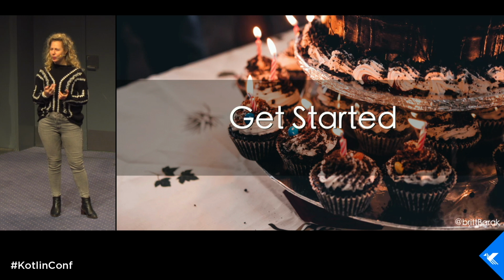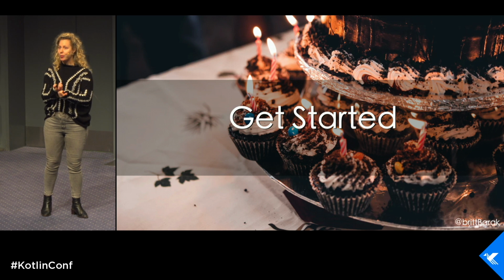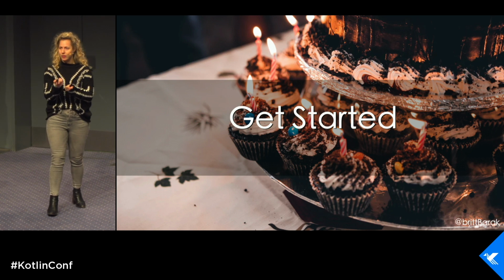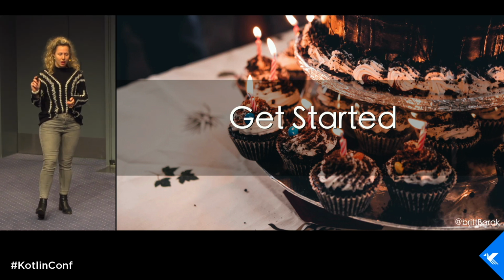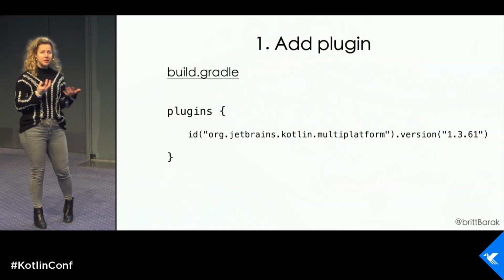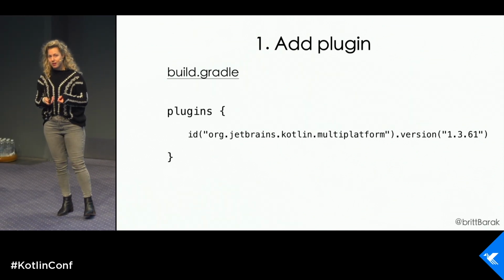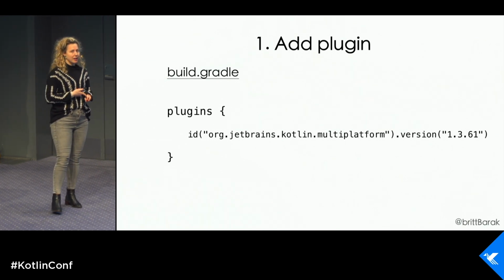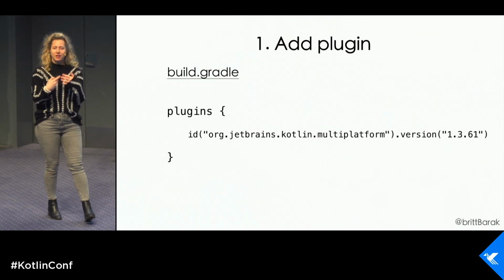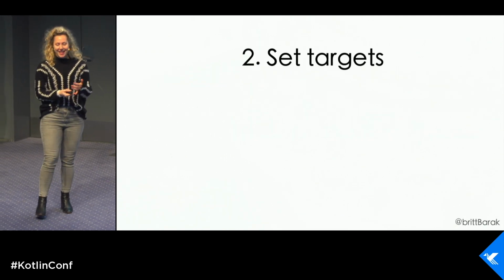And I do believe, and I know, that it would get better and better very soon, because we see how much effort JetBrains and the ecosystem as well put into the multi-platform technology. So how does it work? How do we get started? The first thing that you need to do when you open your IntelliJ and start a new project is to add a plugin for the multi-platform. So you add the plugin, you say, hey project, you're now a multi-platform project, congratulations. That's the first thing that you need to do.